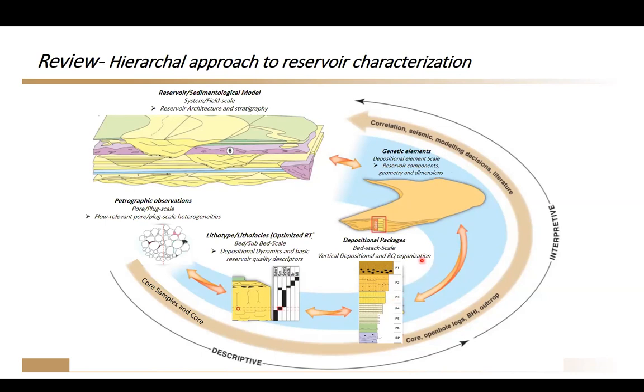Then upscale it by integrating the core with the uncored wells and uncored intervals. Integrate my core to the uncored wells and uncored intervals by calibration with the log and the borehole image to interpret what is known as a genetic element, to get a reservoir component and the geometry in 3D dimension. In 2D or 3D dimension, knowing my reservoir quality and the depositional setting within the same chronostratigraphic body into 3D distribution and geometry, known as a genetic element. Then upscale it with seismic into my sedimentological model. So I will have this reservoir architecture and stratigraphy consisting of different depositional packages. A depositional package consists of genetically related petrotypes. Each petrotype has the sedimentological and reservoir quality characters that control my rock.